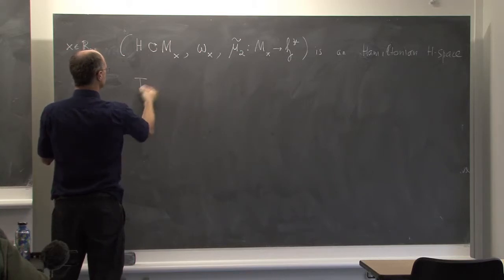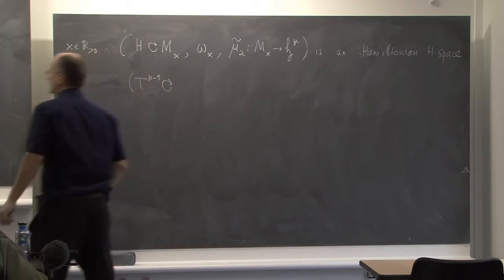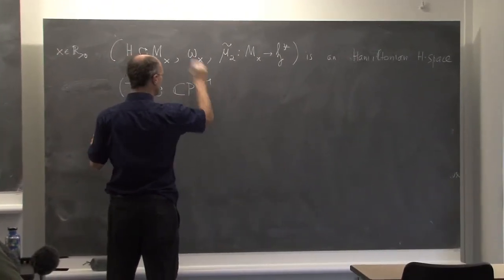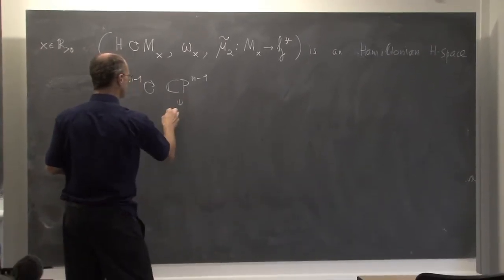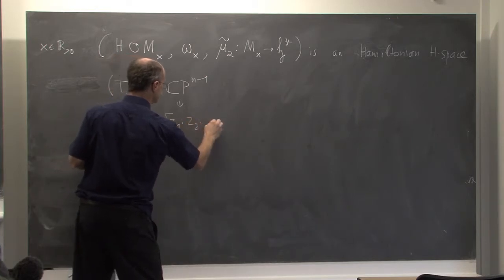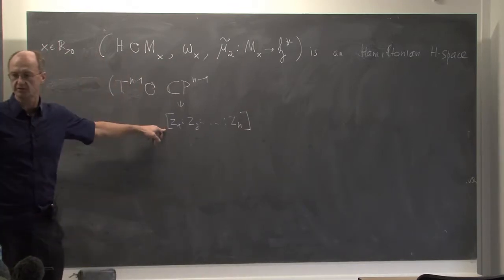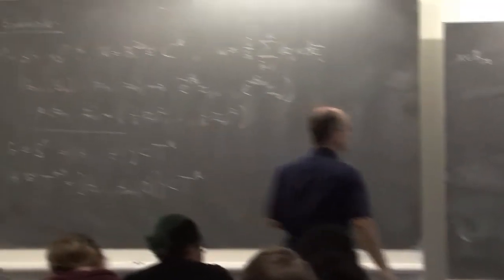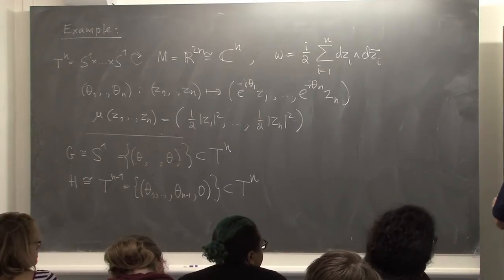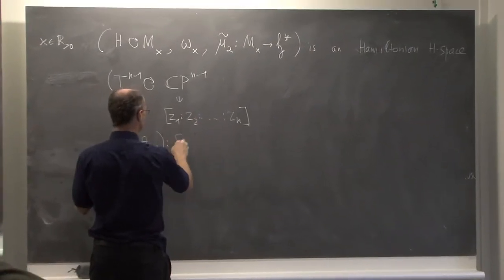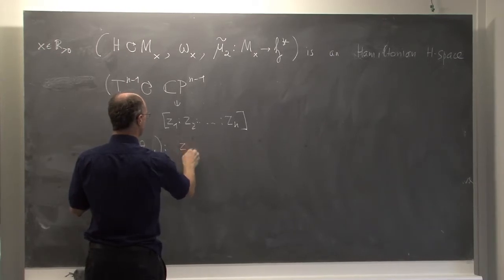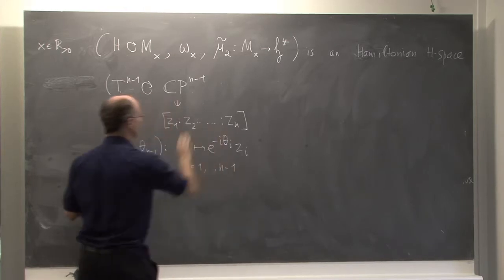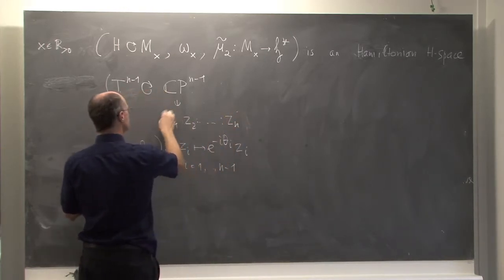So we have Tn-1, which is acting on the reduced space. The reduced space, we already know what it is. This is CPn-1, with points given by the equivalence classes of n-tuples Z1 through Zn, and the action is given by this formula: Zi maps to exponential minus i theta i Zi, for i from 1 to n-1.